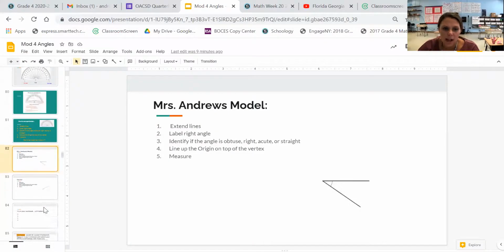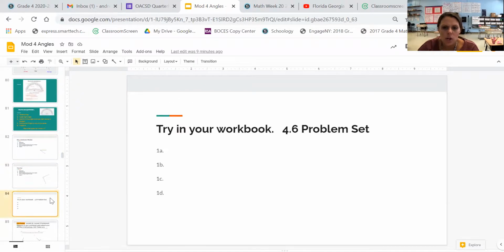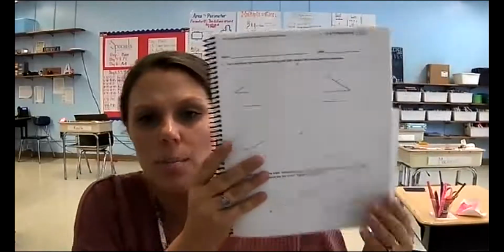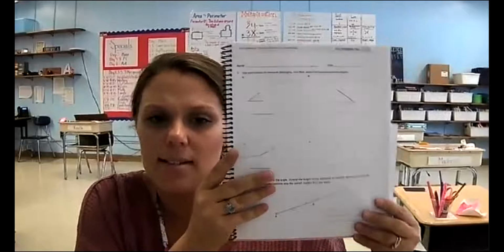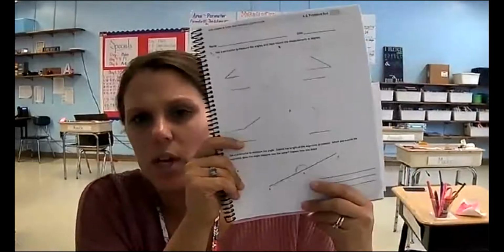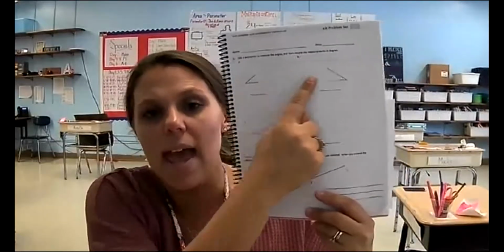What we're going to do now is we are going to try in your workbook. It's problem set now. So you're going to switch over to the problem set 4.6. It was this side, we're just flipping it over. And you're gonna do 1A, 1B, 1C, and 1D.